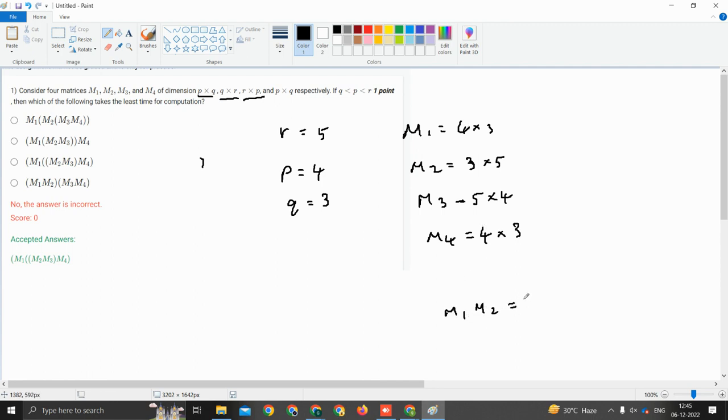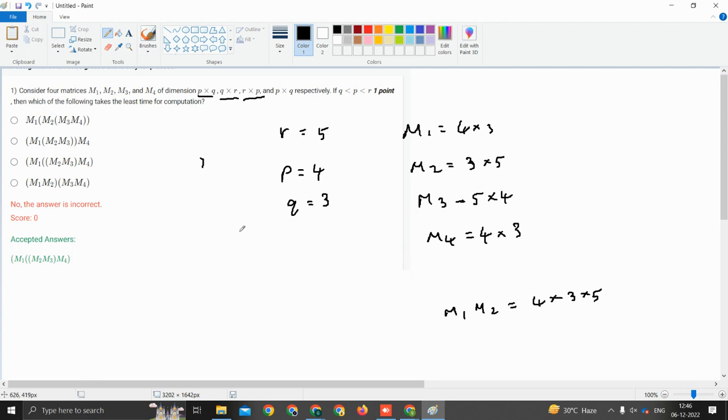If you want to multiply M1 and M2, there is a number of computations or number of operations required to do this multiplication. Can you tell me how much that is? 4 into 3 into 5. Right? Is this what you're trying to say for the M2 and M3 part?